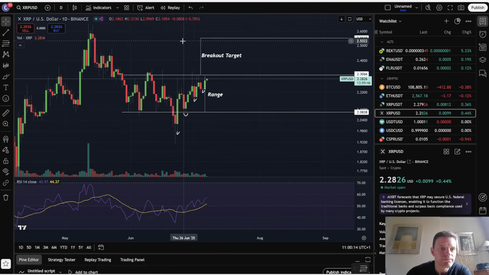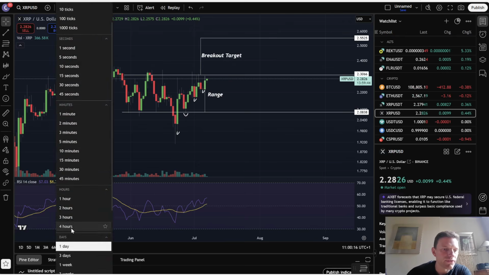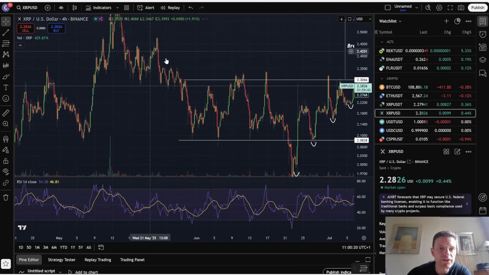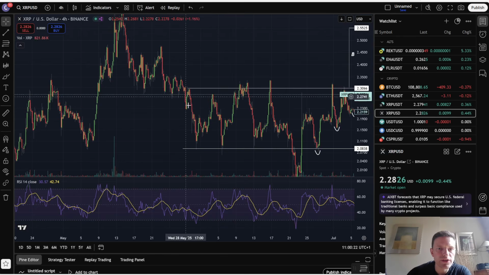Look, again, we find the range the same way. Let me take it to the 4 hour. I can show you why I've shown the range like this. We have the structure break here. We're consolidating, structure break to the downside, top of the range, bottom of the range.